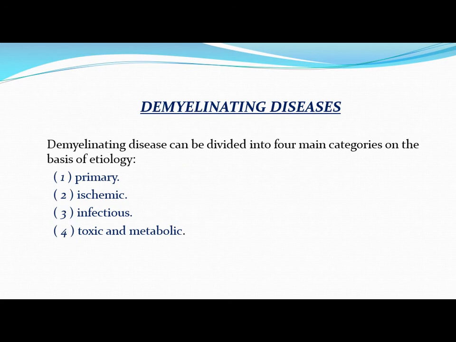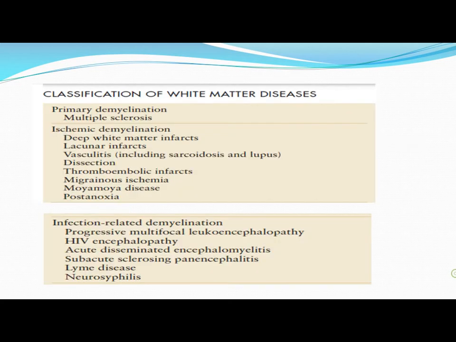Demyelinating disease can be divided into main categories on the basis of etiology: primary, ischemic, infectious, toxic, and metabolic. Primary demyelination like multiple sclerosis; ischemic demyelination like deep white matter infarction, lacunar infarction, vasculitis, dissection, thromboembolic infarctions, migrainous ischemia, moyamoya disease, and post-anoxia.